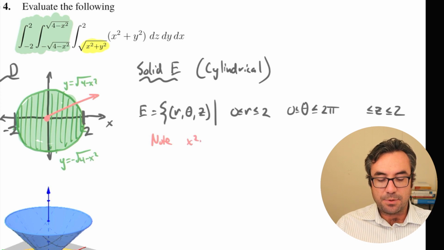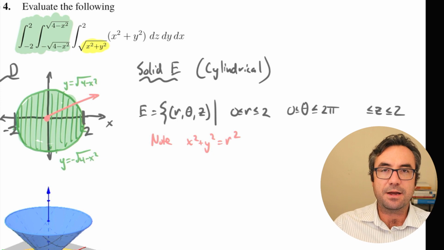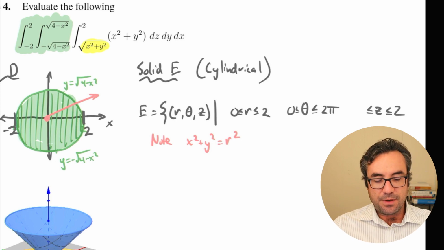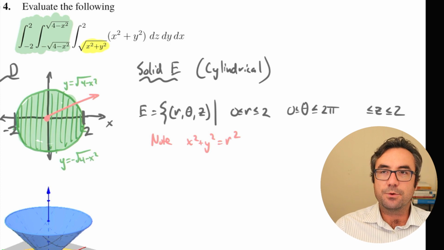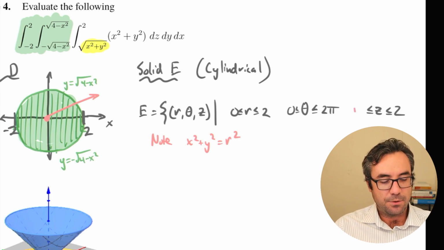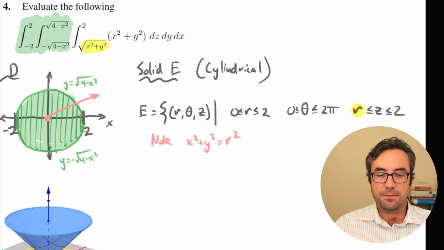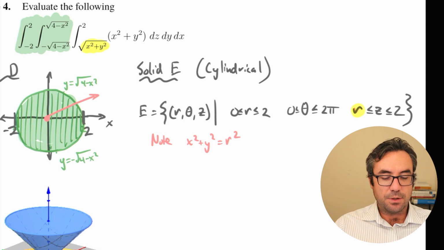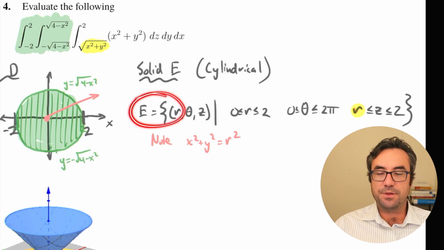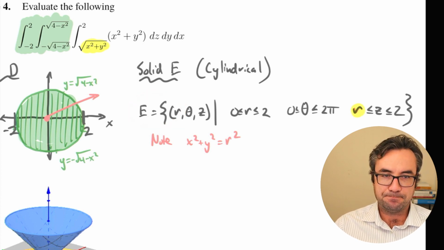And we just note that x squared plus y squared is equal to r squared when we're converting back and forth between rectangular and polar and cylindrical coordinates. So if x squared plus y squared is r squared, well then this becomes the square root of r squared, which is just r. So that was the only thing we had to worry about there, is we needed to do a little bit of rewrite for this solid E.